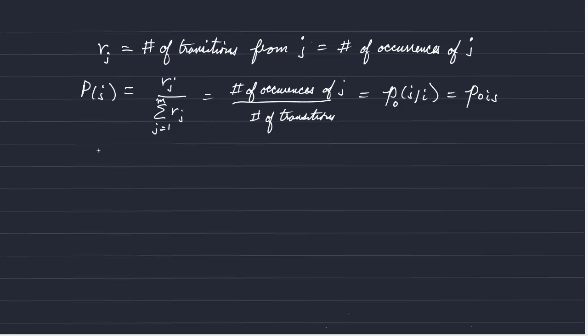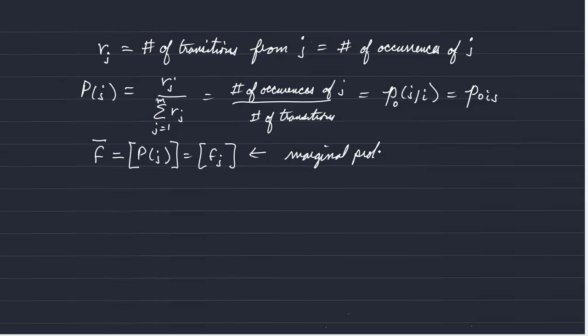So Paul Wessel puts this into a vector. F is equal to the marginal probability. Each component is the marginal probability of j, and that vector is the marginal probability vector. It's the probability of each lithology, irregardless of what followed it or what preceded it.